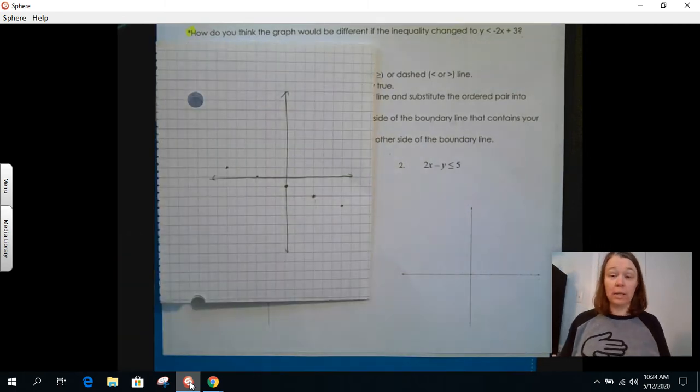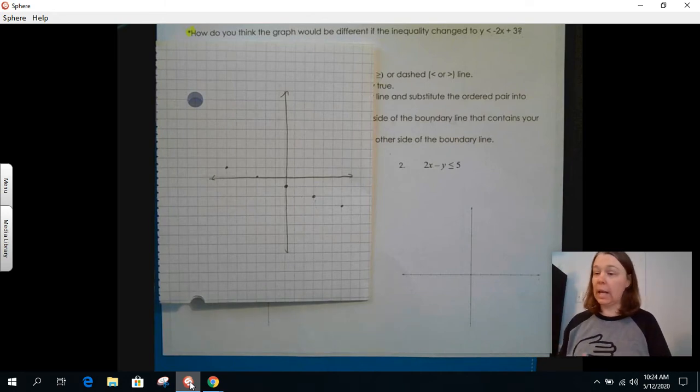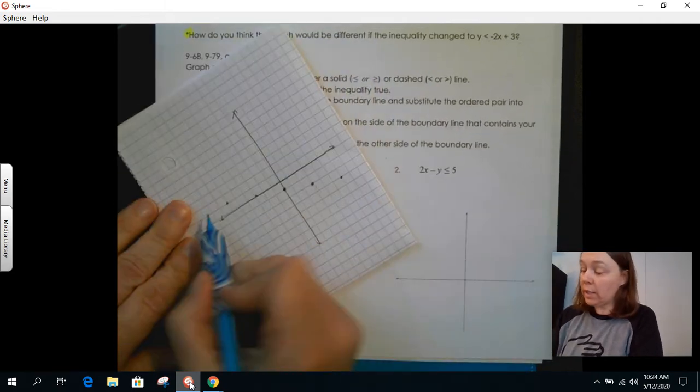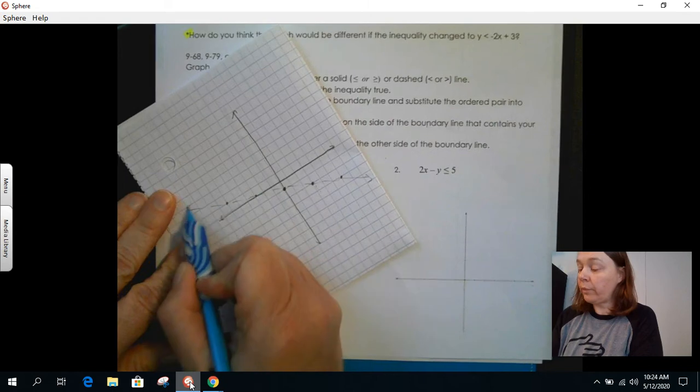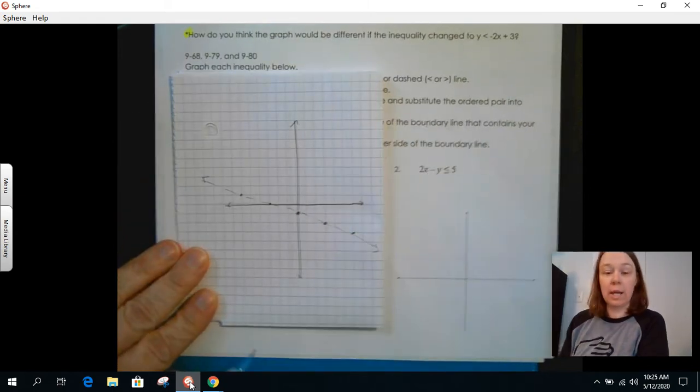Okay, I'm nervous, you guys, that I'm going to make a mistake and draw a solid line when it's supposed to be a dashed line just because we're in the habit of always doing solid lines. So I'm going to try really hard not to screw that up. Hopefully I won't. So we had said this should be a dashed line. Okay, so there's my dashed line.